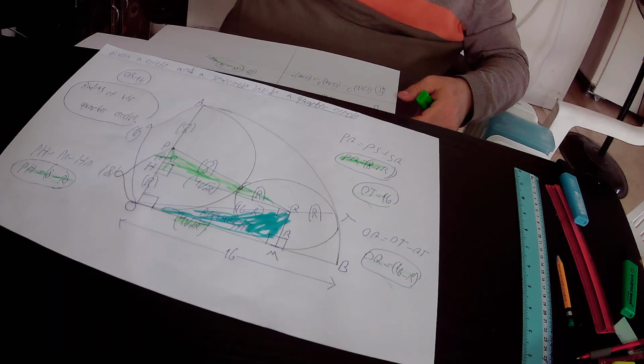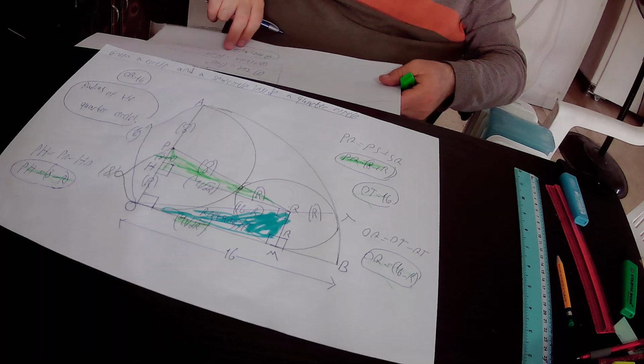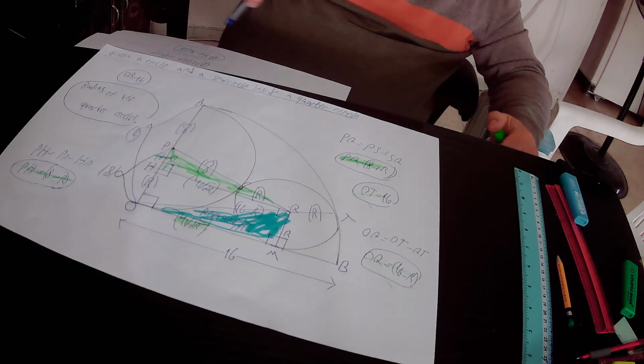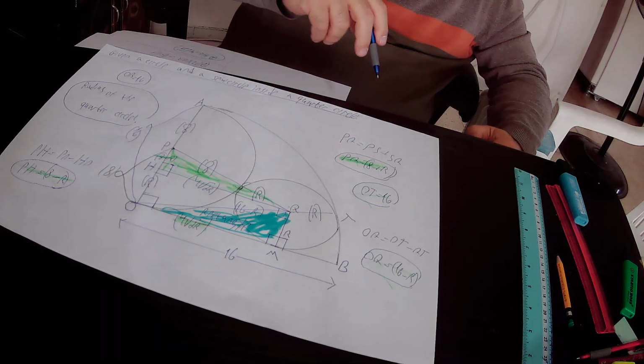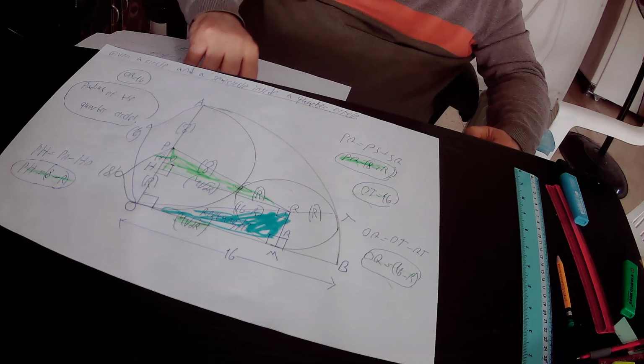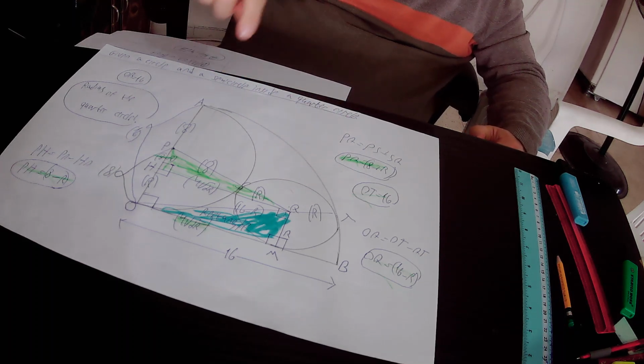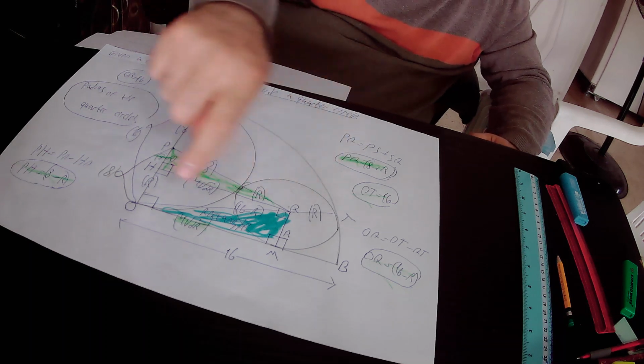So in the next step, I'll summarize the lecture. In this lecture, we found out the radius of this small circle. We found out the value of R. In the domain, we have a quarter circle. AOB is a quarter circle.